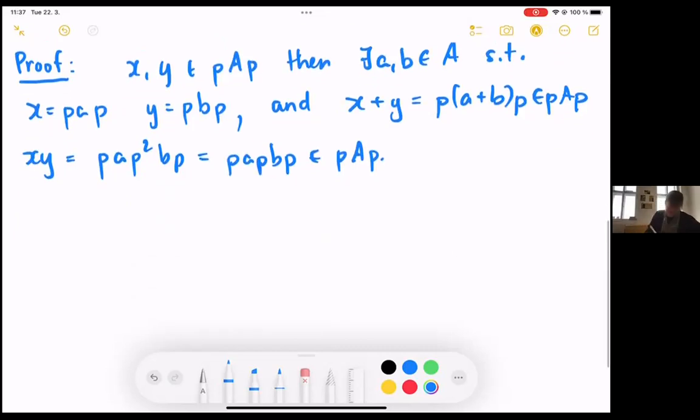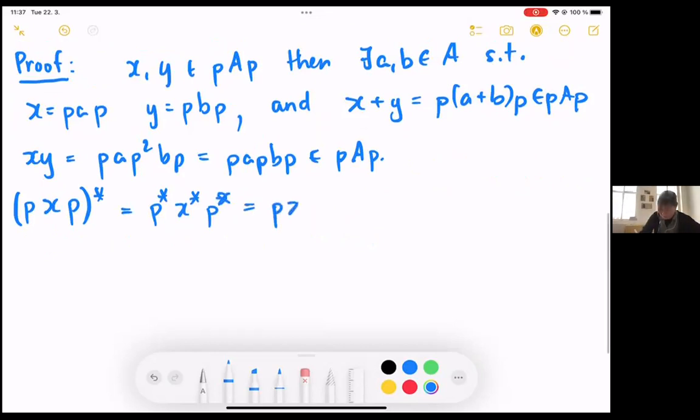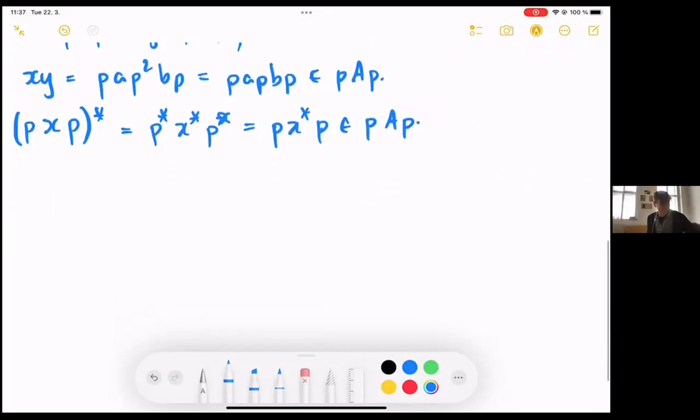The star, that's easy to see because P itself is a projection. So we take the star of this. What does the star do? It puts everything in the opposite order and takes the star. But of course, P, as we said, is a projection, so we just get P X star P. And indeed, that is, again, in our corner. So this tells us that we have a star subalgebra.